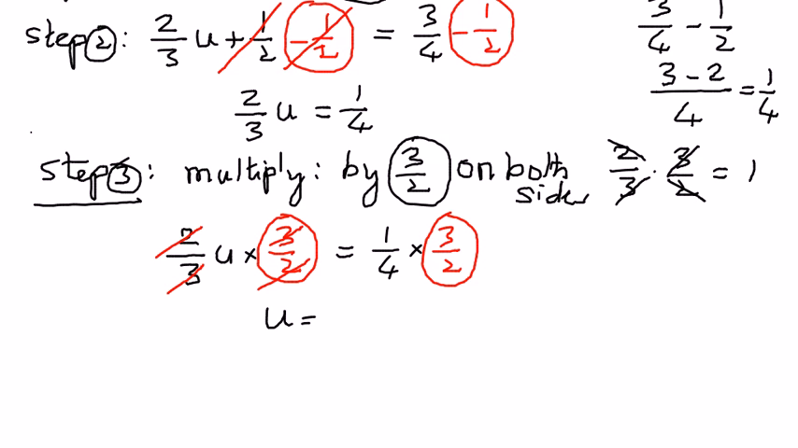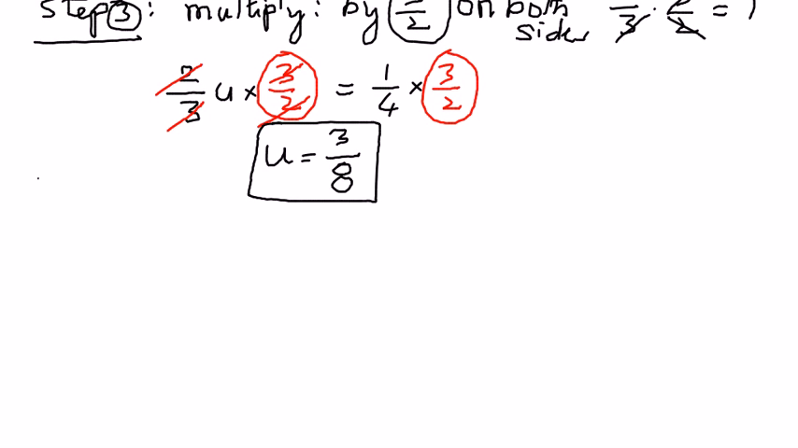1 times 3 is 3, 4 times 2 is 8. So the value of u is 3 over 8. This is the way we want to simplify these types of problems. So let me go one step further here and then say we want to check our work.